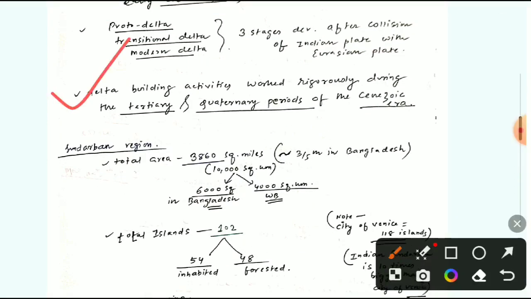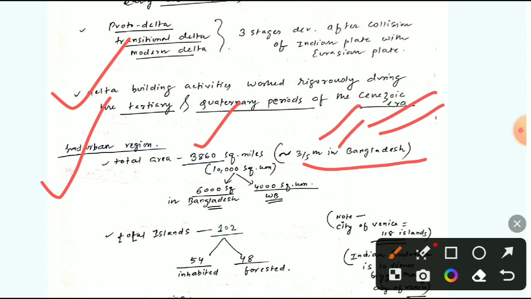Delta building activities worked rigorously towards the tertiary and quaternary period of the Cenozoic era. So in the Cenozoic era, delta building activity started here. Sundarban region total area is 3,860 square miles, and around 3/5 of it is in Bangladesh. Very important. So most of the part is in Bangladesh, that is 3/5. 10,000 square kilometers is the total area of Sundarban, and 6,000 is in Bangladesh, and 4,000 is in West Bengal. So maximum part is in Bangladesh.